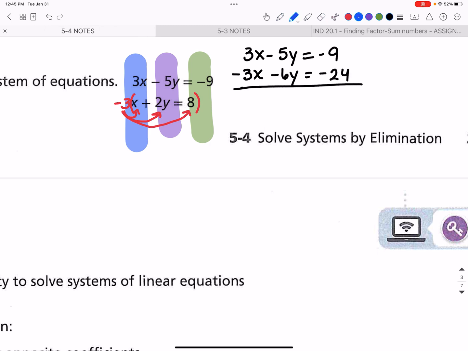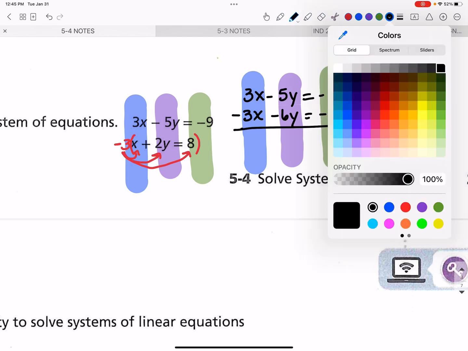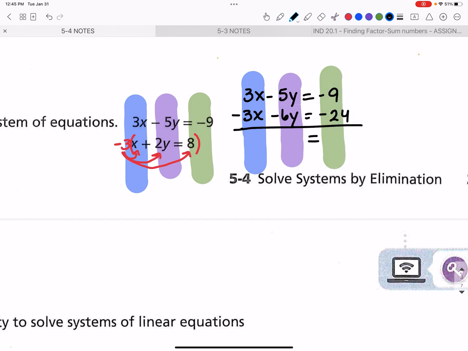Now what do I have? Look at your columns, okay? And I won't do this highlighting every time, but just at the beginning here, look at your columns. We've got our blue column, we've got our purple column, and we have our green column, right? Our x, our y, and our number. Now again, remember your 0 or your equal sign just stays your equal sign, okay?